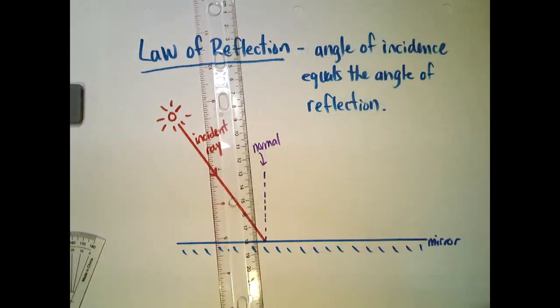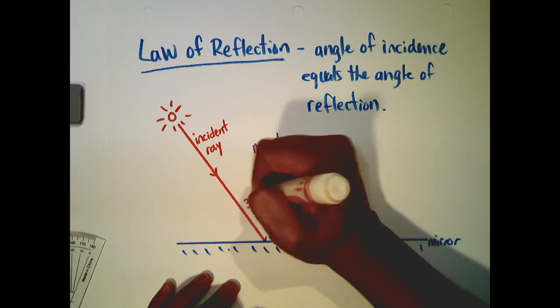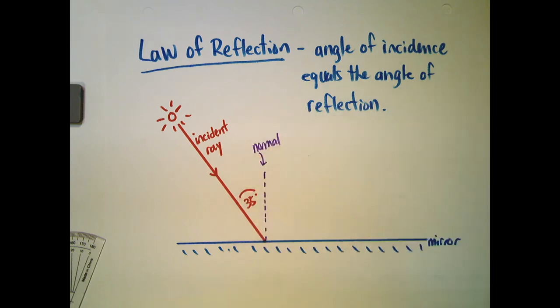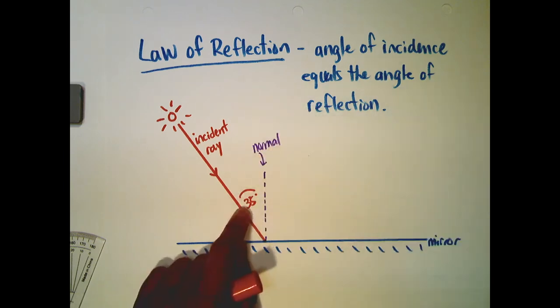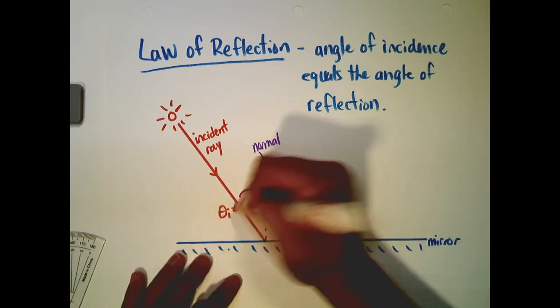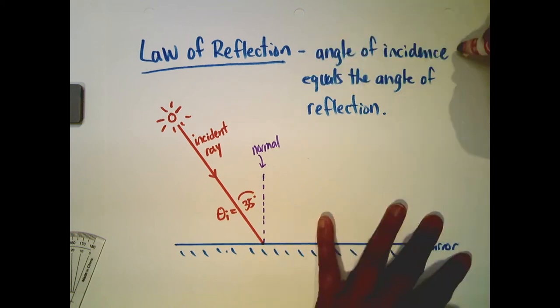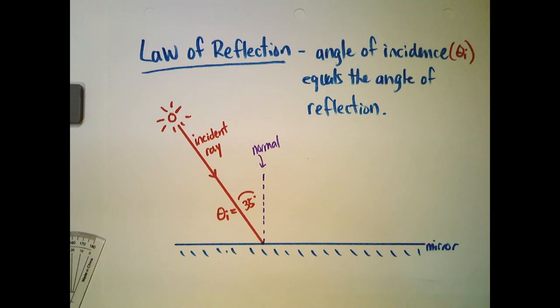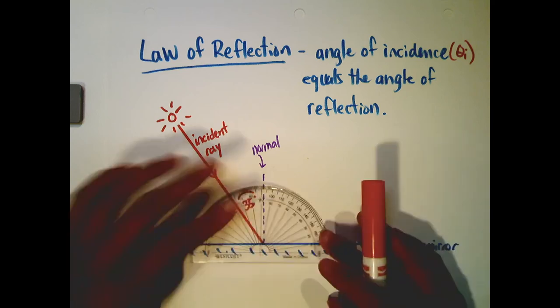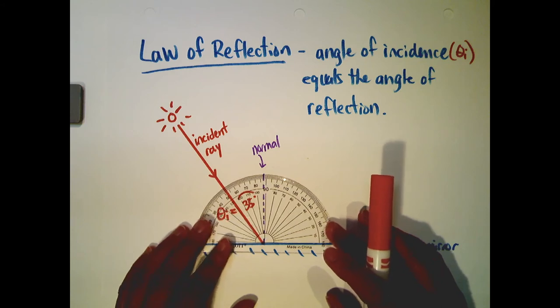Normal, perfect. And we did measure it to be 35 degrees with the protractor. Now this here is called the angle of incidence. So theta I is the angle of incidence. So I'll just write here, this is the symbol for the angle of incidence. Now it equals the angle of reflection. So you've already been doing this law in that last exercise, so that's good.